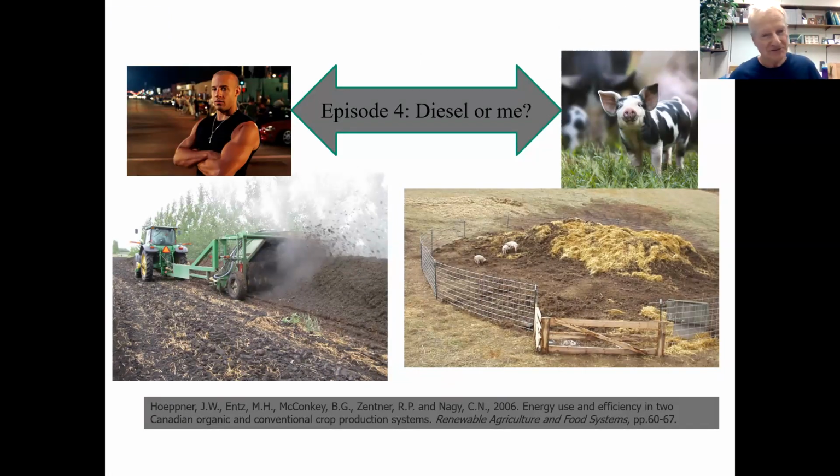Diesel, you'll all recognize diesel on the left, is used to turn compost. And making compost is fantastic. It's great for organic production, but it costs a lot of diesel fuel. The pig said, hey, I got this.